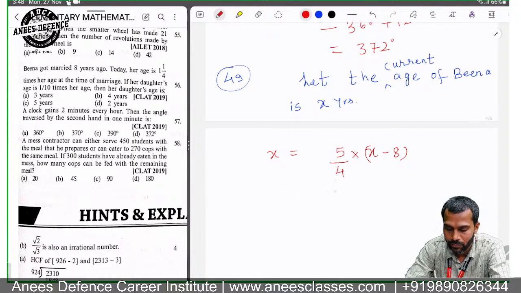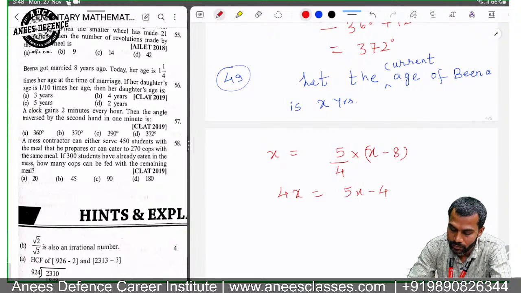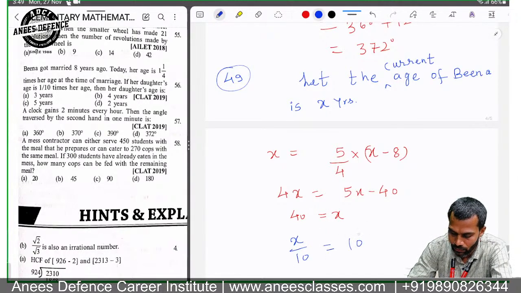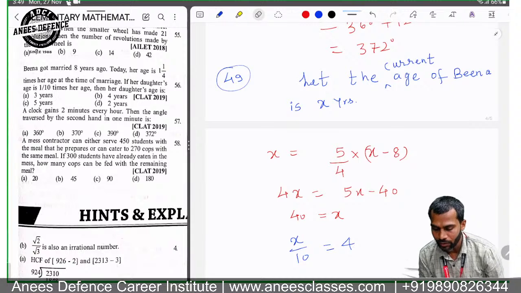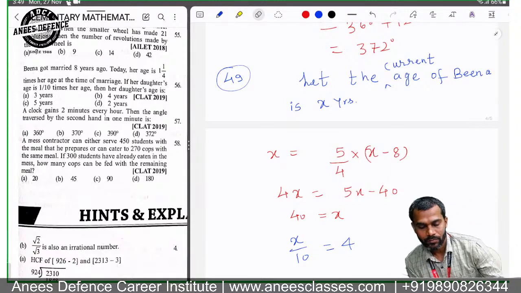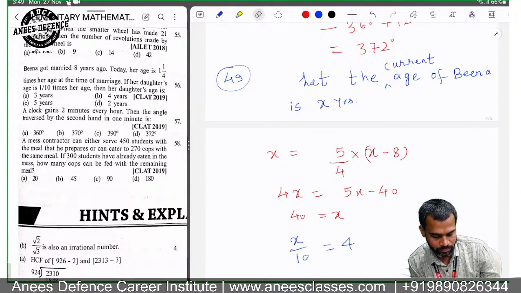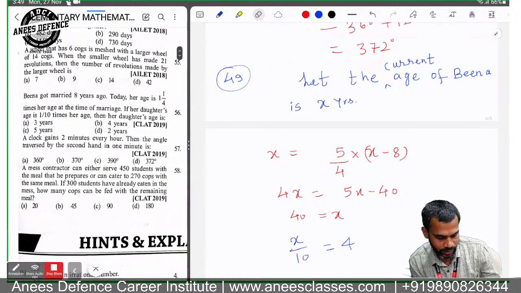So what we have to do? 4x is equal to 5x minus 40. So x is equal to 40. Now what is the daughter's age? X by 10. That is 4. Yes or no? I hope it is clear. Yes, online students, have you understood? That was easy. Now, please try question number 48.